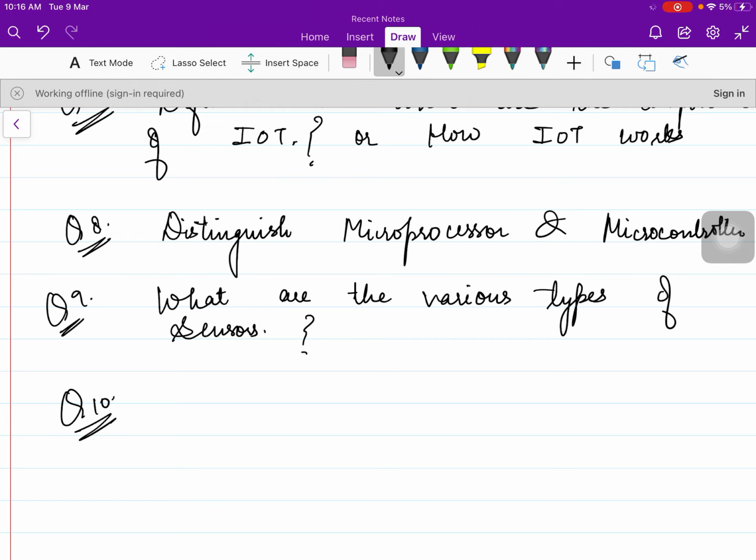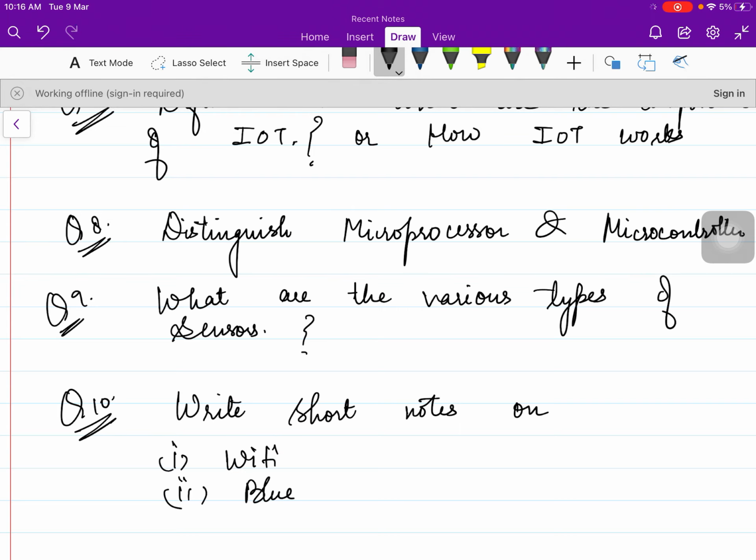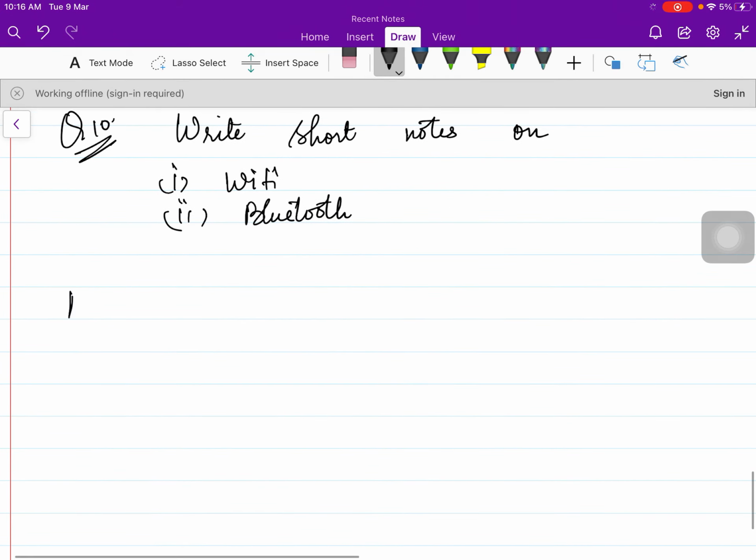Then you must have a brief overview of Bluetooth and Wi-Fi technology. You might be asked to write short notes on Wi-Fi, Bluetooth. So you must know all this. So these are the important questions which are related to module 3.